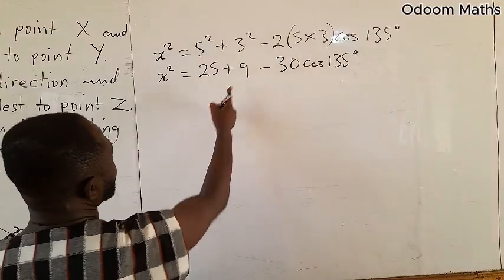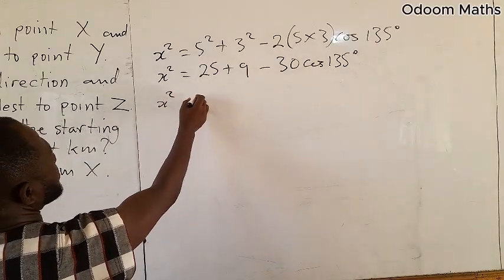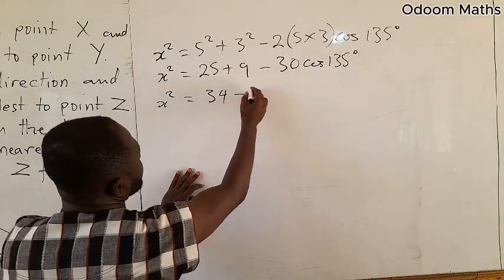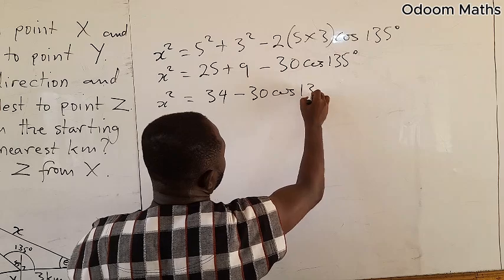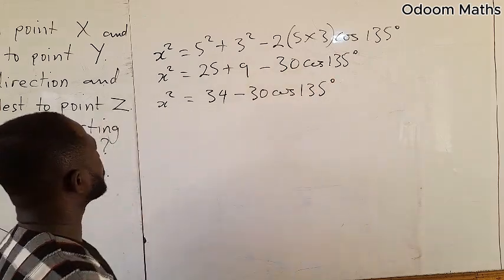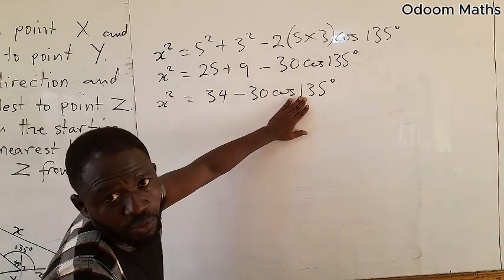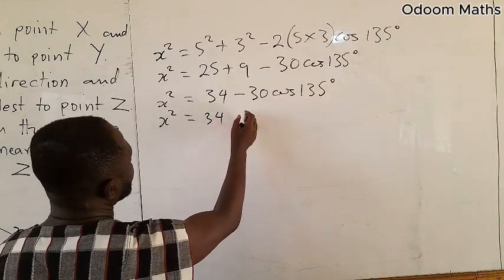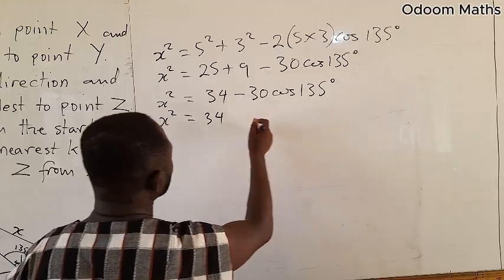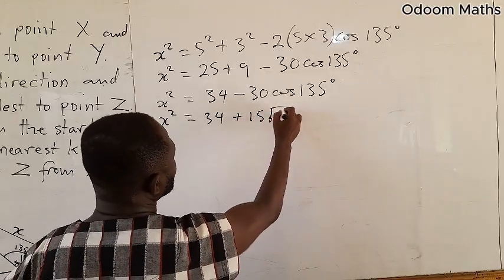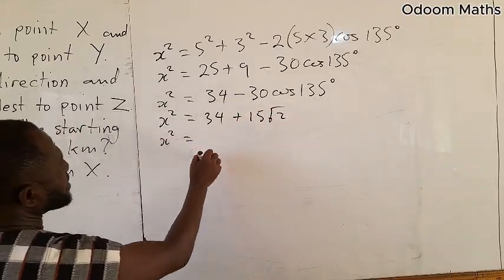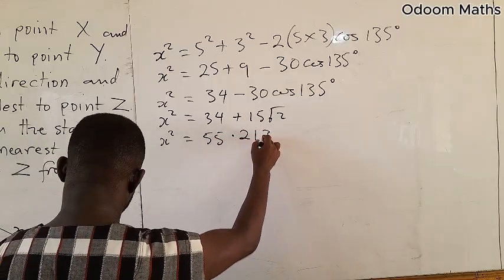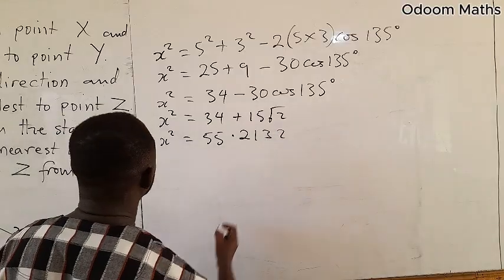Okay, so let me add these two. So x squared becomes 34 minus 30 cos 135 degrees. I need to do justice with this one and subtract it from 34. So x squared becomes 34, then this is negative 30 cos, so that gives plus 15 root 2. So x squared becomes 55.2132 to 4 decimal places.